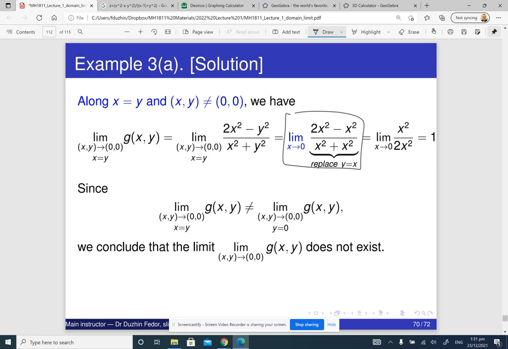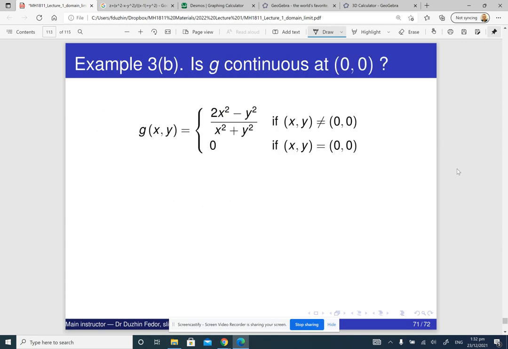And there is an error here, so it should be 1/2, of course, not 1. I will fix it in the notes. But still, the important thing is that the result is different, so the limit along the second path is different from the limit along the first path. Okay, so since the limits along two different paths are different, we conclude that the overall limit does not exist.